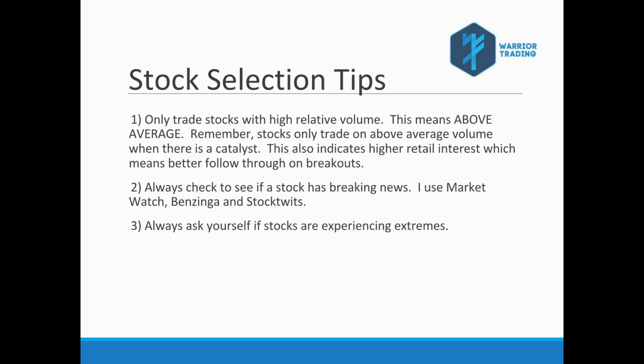All right, so here are a couple of tips to help you choose stronger stocks on a daily basis. Number 1, only look at stocks with high relative volume. That means above average volume. And remember, stocks only trade on above average volume when there's a catalyst. And a catalyst can be something as simple as a technical breakout on the daily chart. It doesn't always have to be breaking news, although breaking news is ideal.